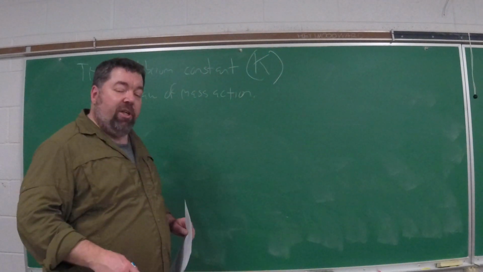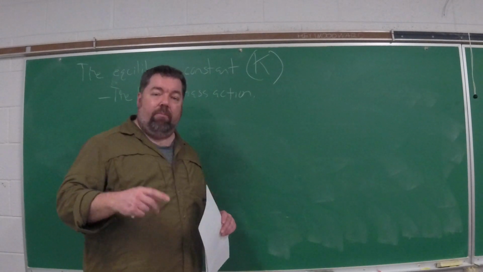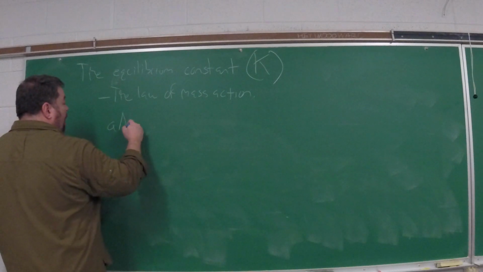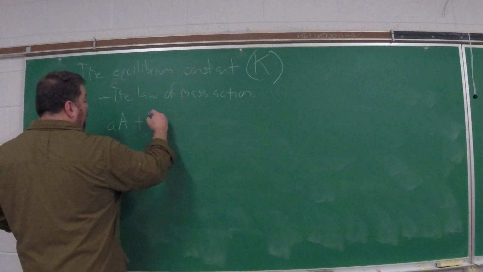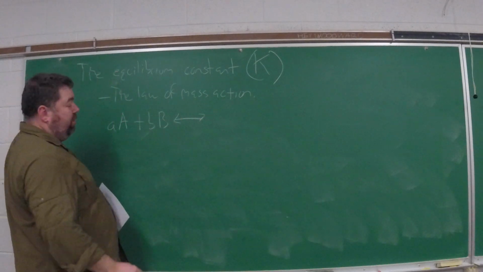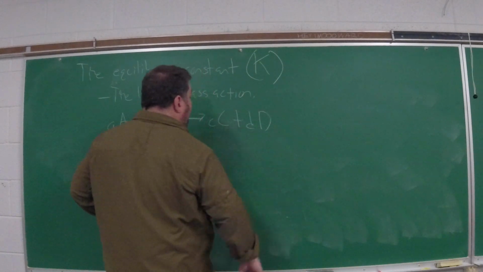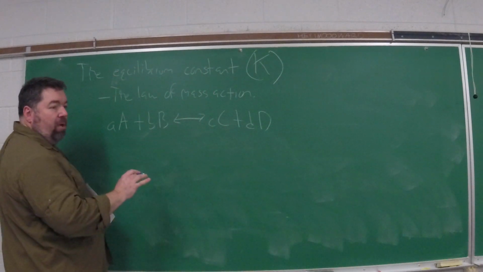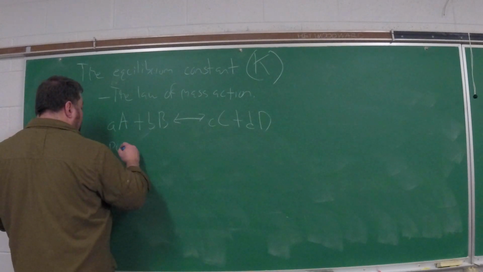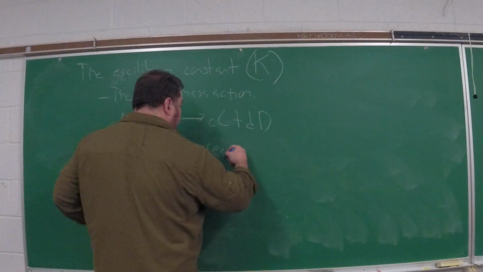The law of mass action. So we're going to consider a general case first and how to write out the equilibrium constant. As usual, little letters are stoichiometric coefficients, big letters are chemical species. This is for reversible reactions. I want you to remember when you write out the equilibrium constant: products over reactants. Memorize that.